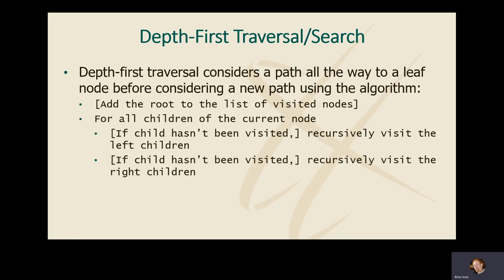So here's your full algorithm. We are not going to have to worry about the things in brackets. Remember, the things in brackets are optional. And for us, we don't have to worry about this. You could do that check, but that's the more general form. So for all children of the current node, recursively visit the left children and then recursively visit the right children. It's that simple.